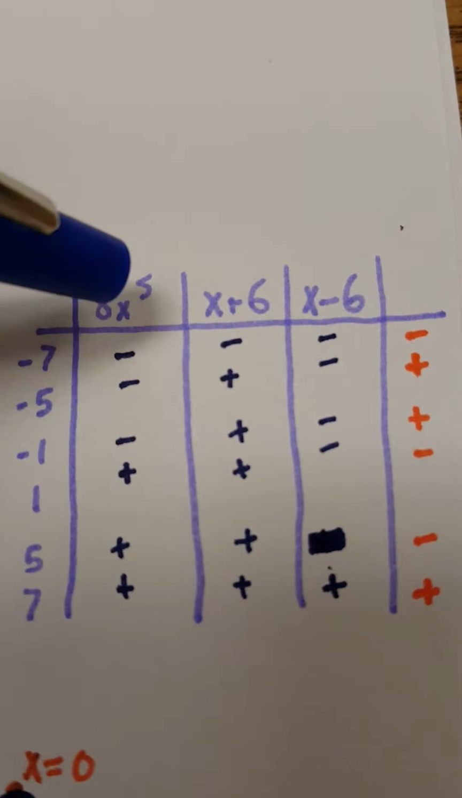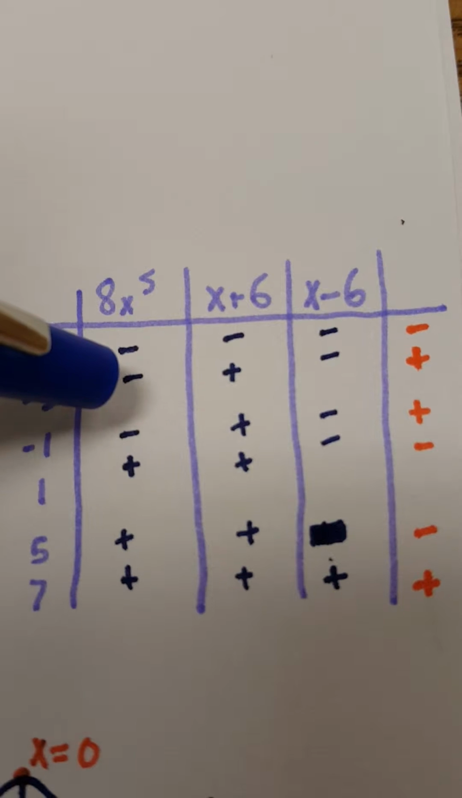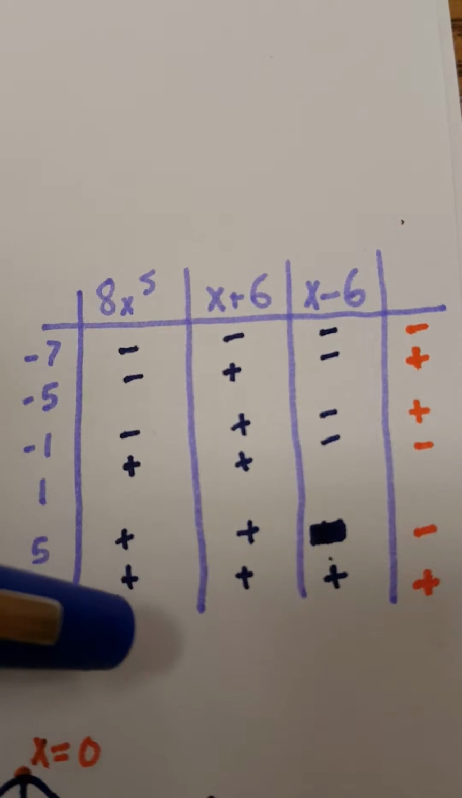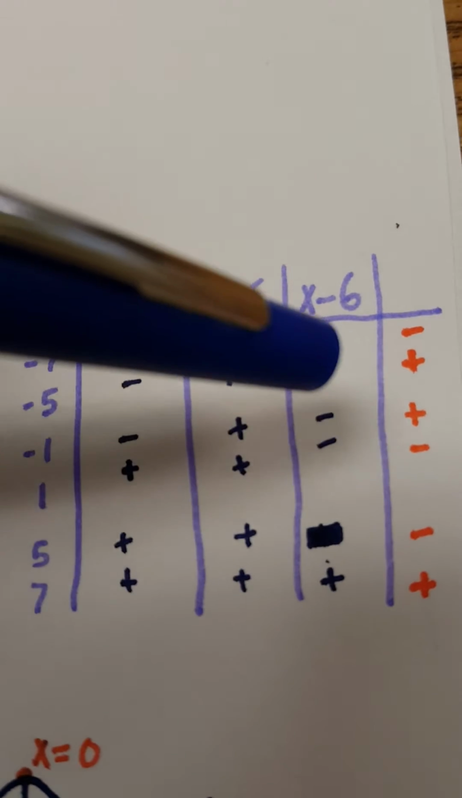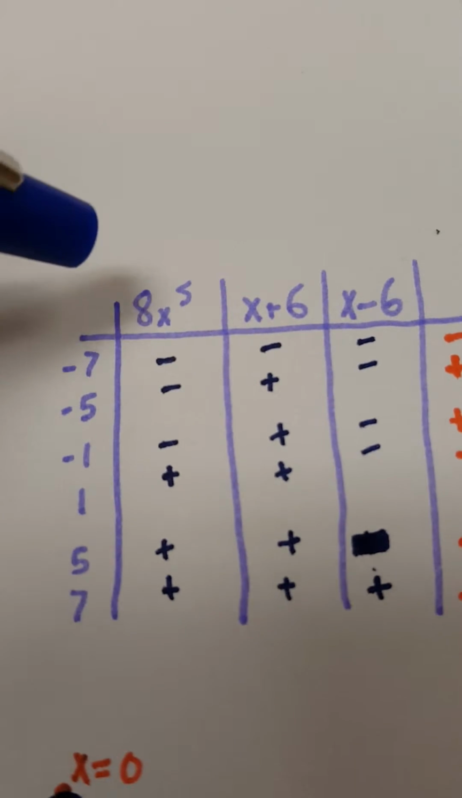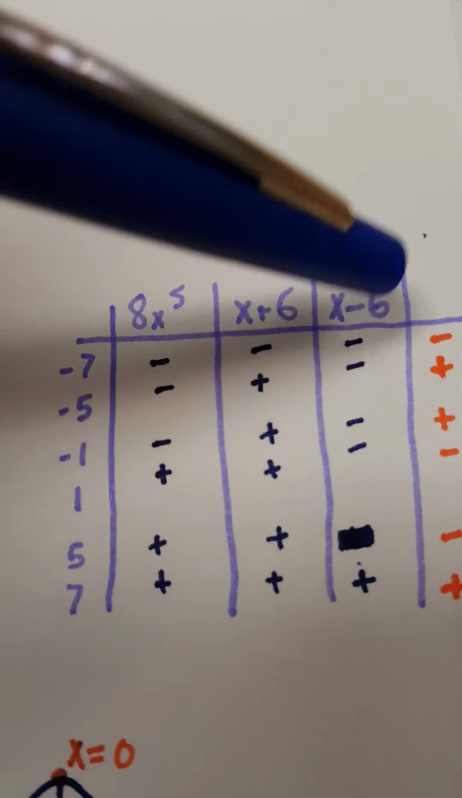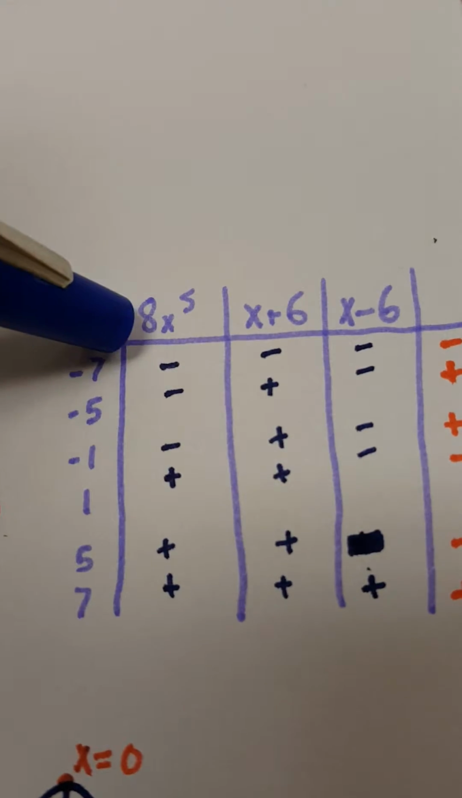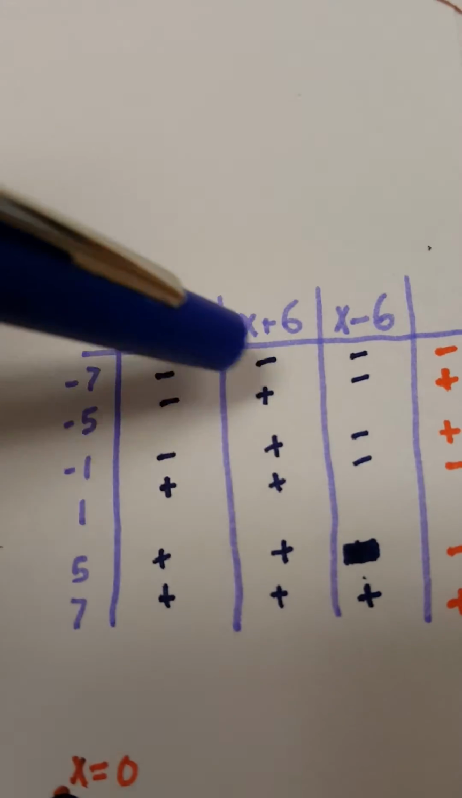So at negative 7, we get a negative, a negative, positive, positive, positive. Here, negative, rest positives. Here, negative, yes, it's a negative down there, and a positive. Now multiplying across, if we have a negative times a negative times a negative, that gives us a negative. So at negative 7, we have a negative slope.